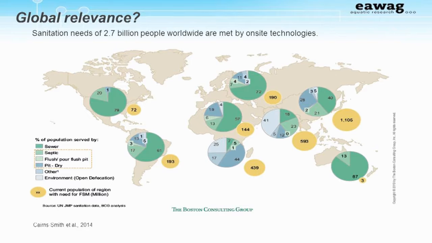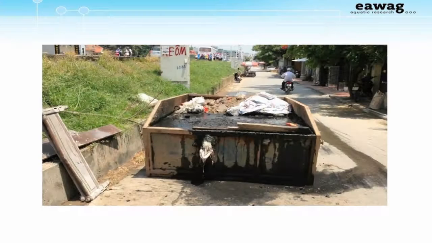Hopefully, the Sustainable Development Goals will have a positive impact on fecal sludge management, as the target to achieve access to adequate and equitable sanitation has been upgraded to include the safe disposal or off-site treatment of excreta. Here are some examples of fecal sludge ending up directly in the environment.